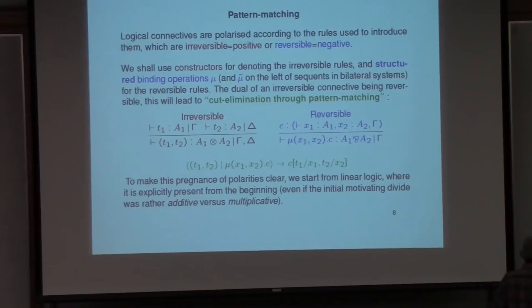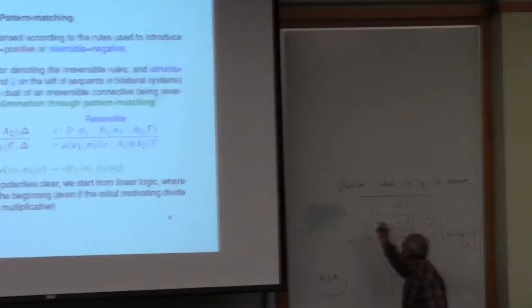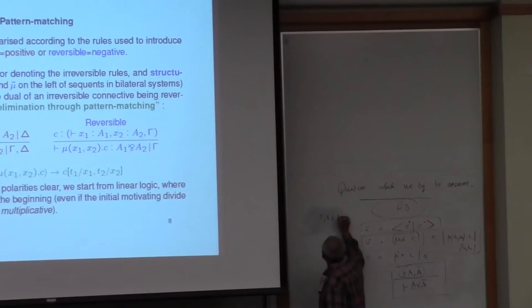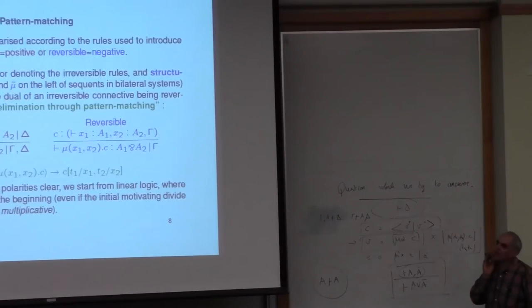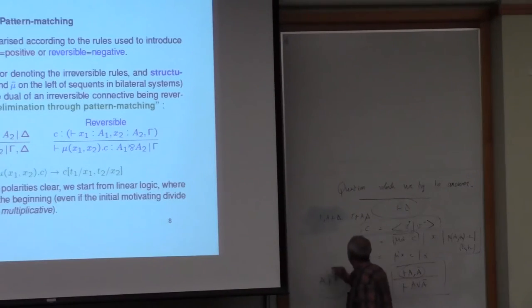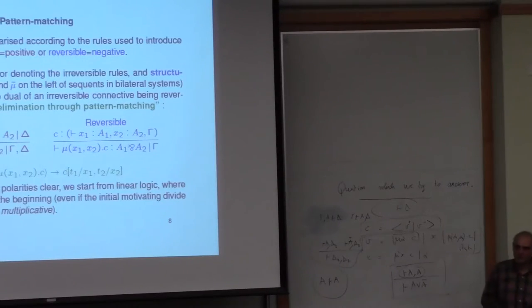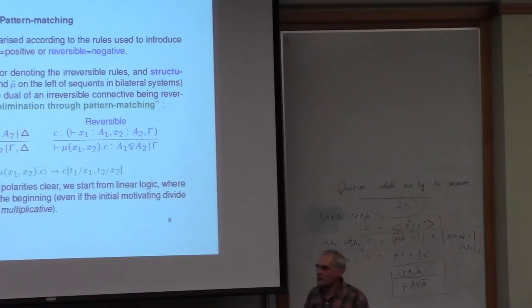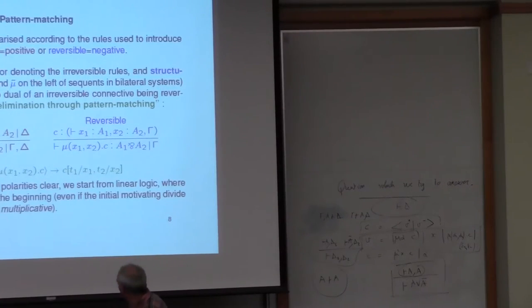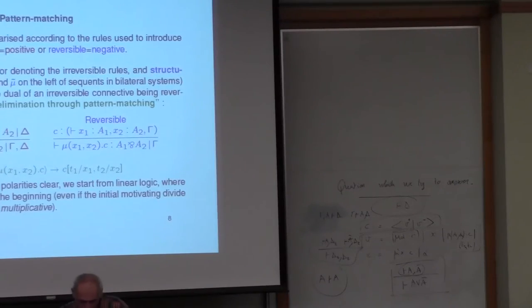Exactly. So yes. In the bilateral formulation, that is very easy to follow. While in the monolateral formulation, it's a bit more difficult to follow. You have to think that you cut a formula A against its negation. So that's the formulation of the cut rule in the mono-sided version. The negation of the tensor is a par. Yes. Yes. So this is coming.